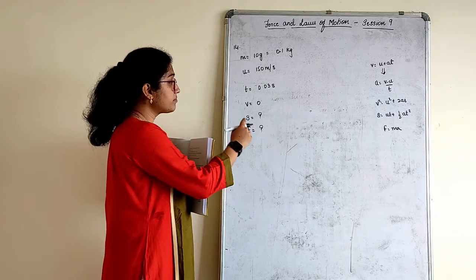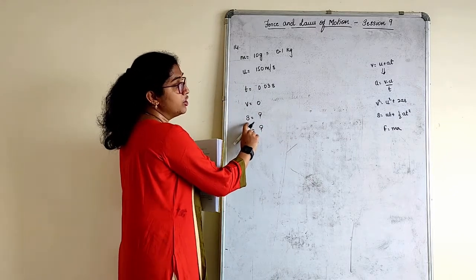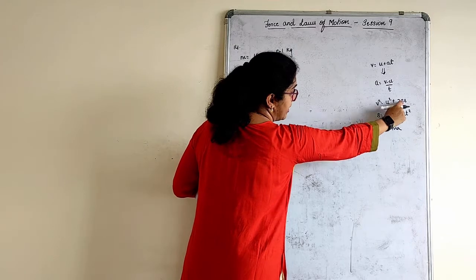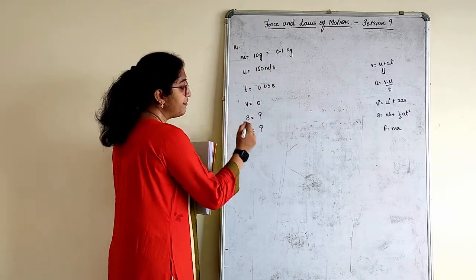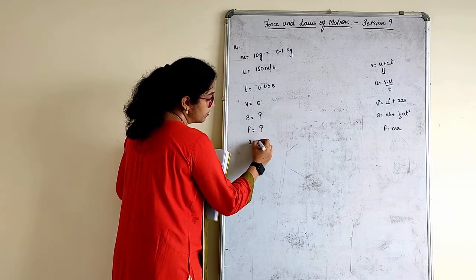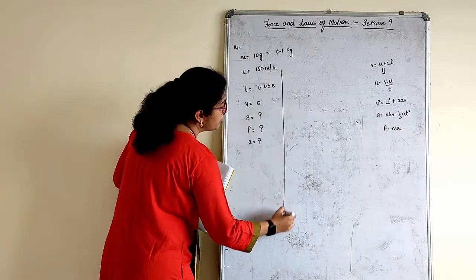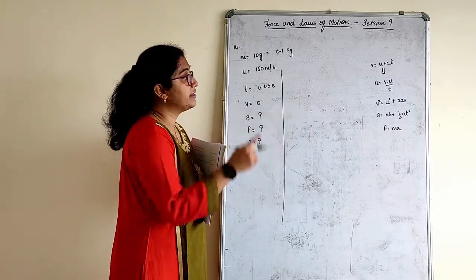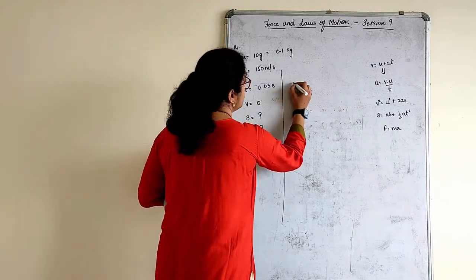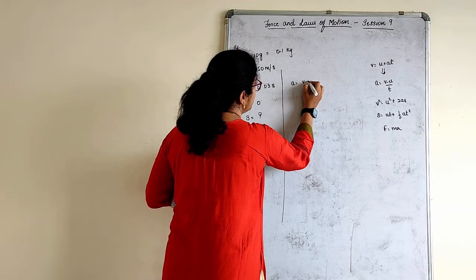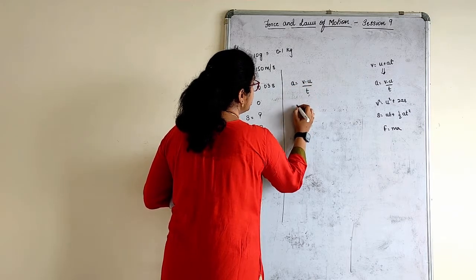First of all, we have to find s. To find s, at least we require a. Even here we require a. So what we will do first is find acceleration. Which formula shall we use to find acceleration here? I think a is equal to v minus u by t. So a is equal to v minus u by t.